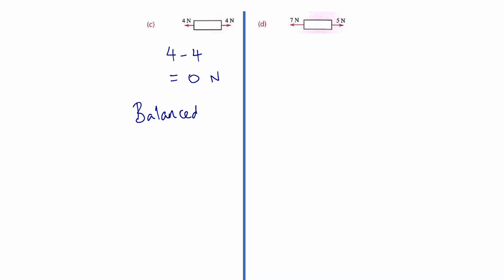For D, again, we take the forces away from each other because they're in opposite directions. So 7 take away 5, so that gives us 2 newtons, and that's to the left. And because we have a value here for resultant force that's bigger than 0, it's an unbalanced force, so that means the object would be accelerating.